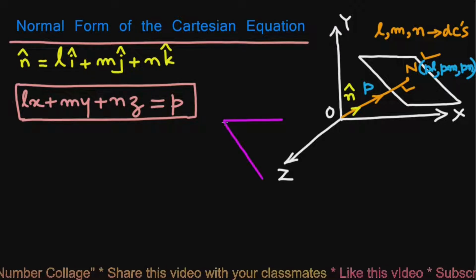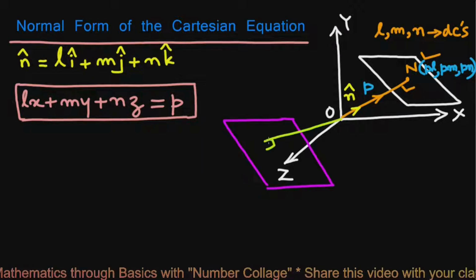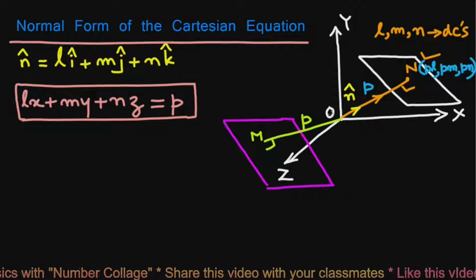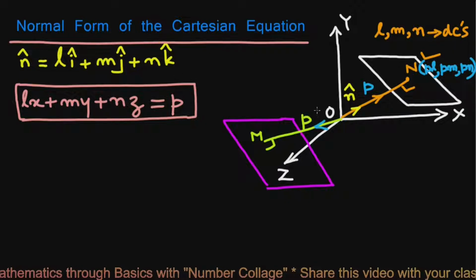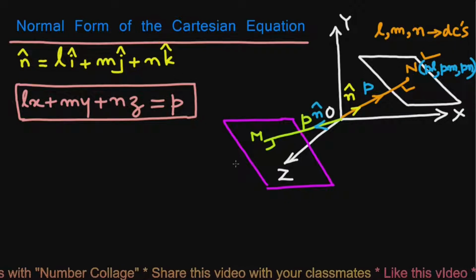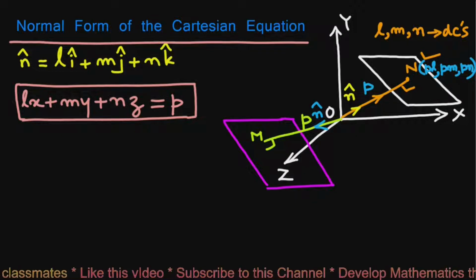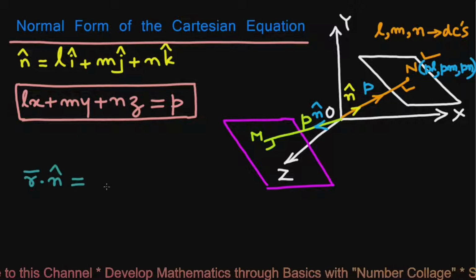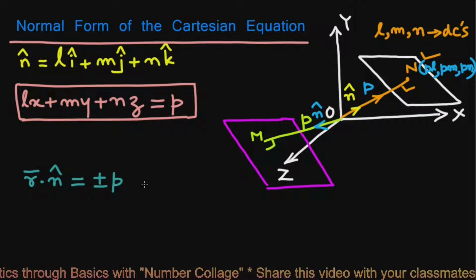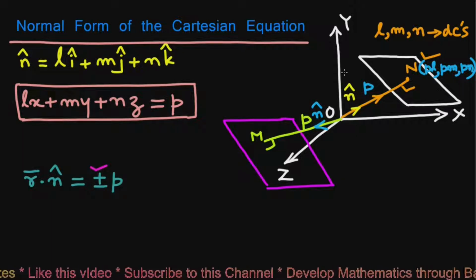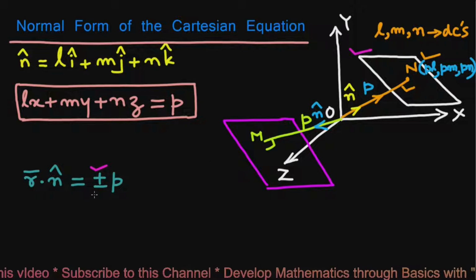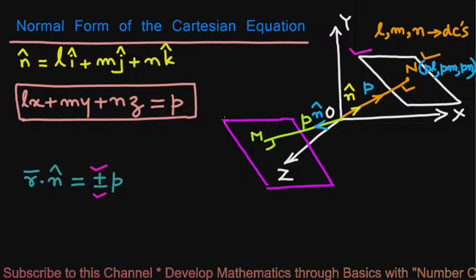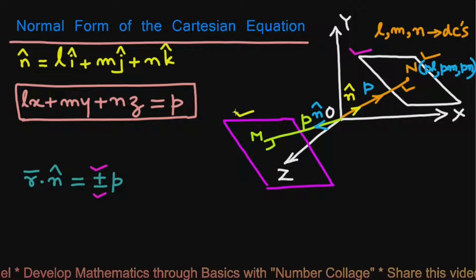There are two planes at a distance p from the origin, and they will have n cap as the unit vector in the direction of the normal, and those two equations will be r bar dot n cap equals plus minus p. With plus p, it will be the equation of this plane, and with minus, it will be the equation of this plane on the opposite side.